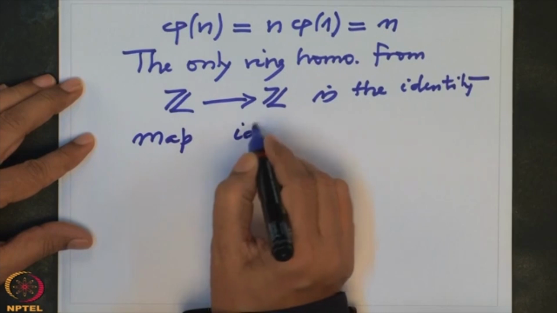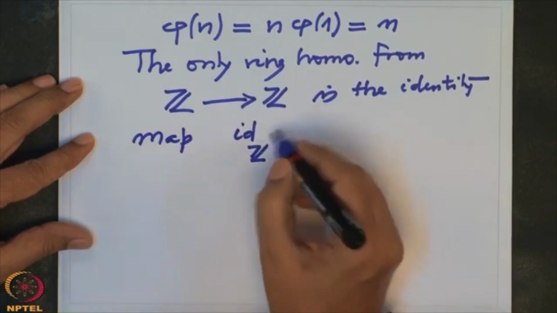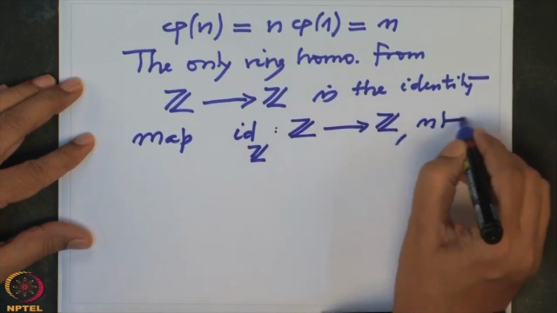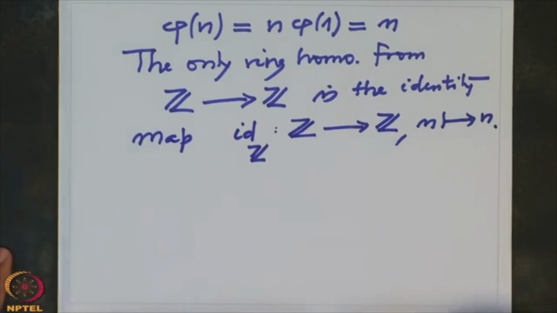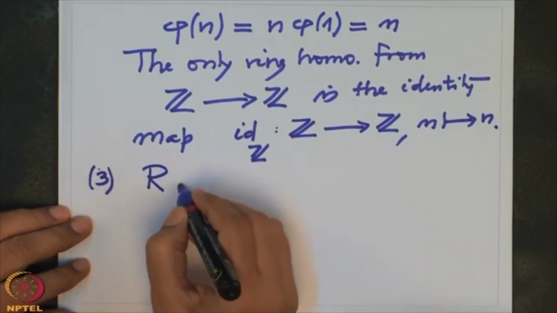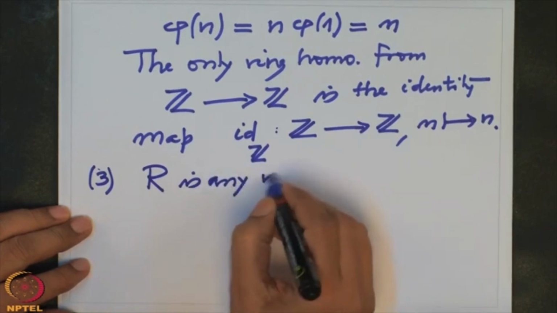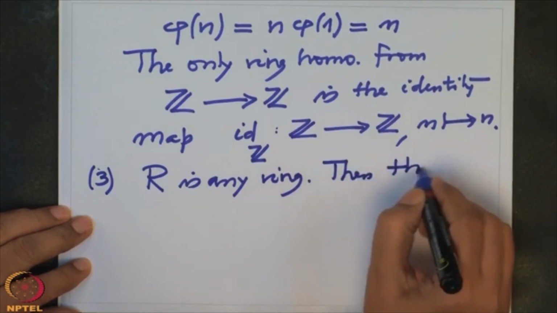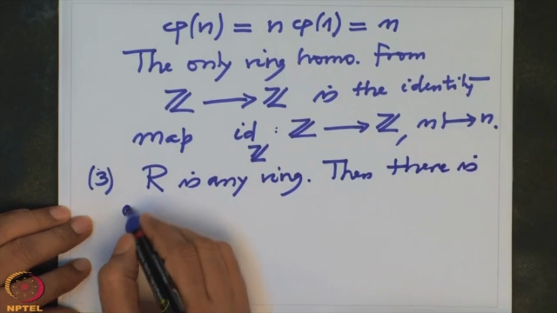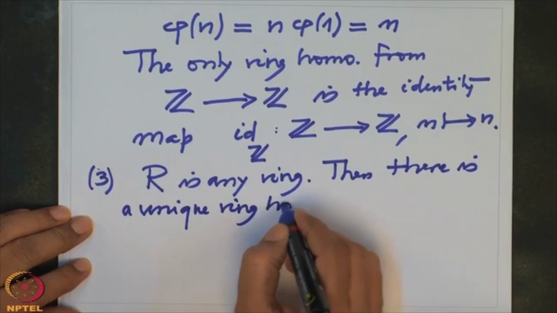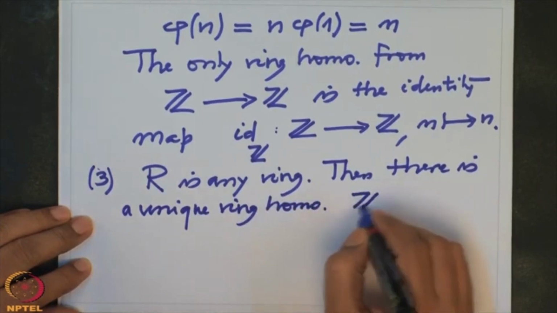Which is denoted by IDZ. This is the map Z to Z, n goes to n. So that is only... In fact, more generally, if R is any ring, then there is a unique ring homomorphism from Z to R.